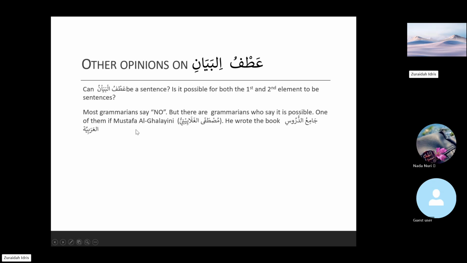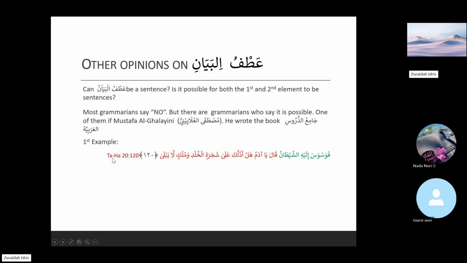One of them is a gentleman called Mustafa al-Ghalayini. Did I pronounce his name correctly? Al-Ghalayini. Yeah. He wrote a book called Jami'ud Durus al-Arabiya, and he gave an example from the Quran. He said this is possible, and he gave this example. We'll have a look at this in our Arabic text.